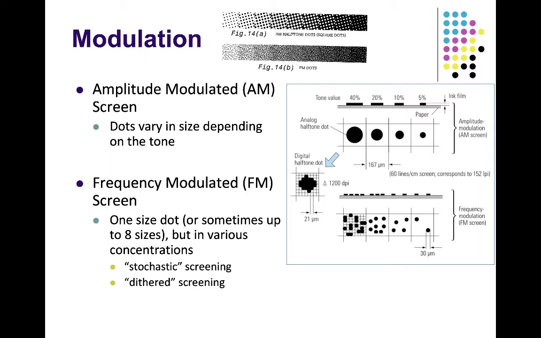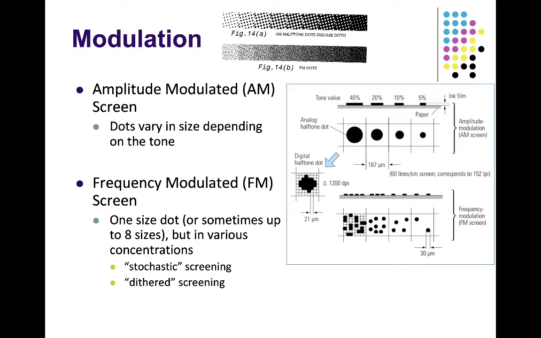Amplitude modulated dots vary in size depending on the tone. So relative size being a large dot in a given area being a dark tone, and a small dot in the same area being a light tone. This is the most common type of dot in traditional print processes like flexography and offset lithography.